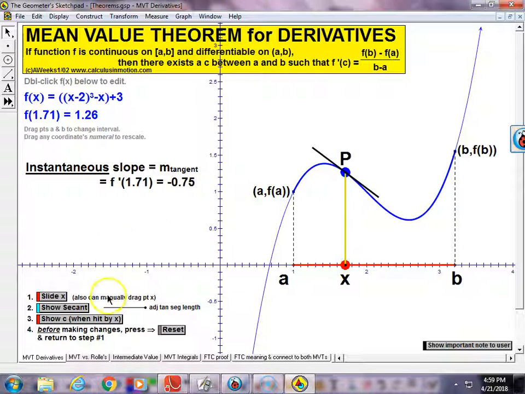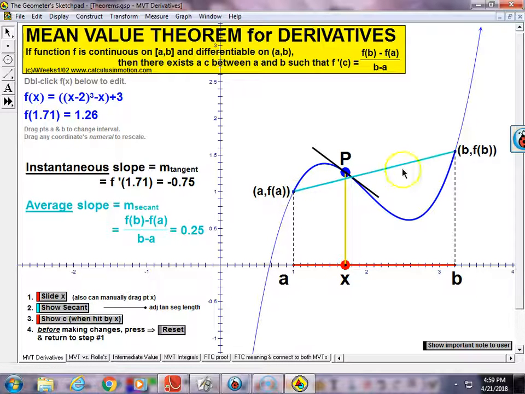Okay? And so if we draw a secant line, that's just a secant line starting at A, f of A, to B, f of B, and the slope of this line is just the rise, f of B minus f of A, over the run, b minus a. They're saying that it's guaranteed that somewhere in the interval the slope of the secant line is equal to the slope of the tangent line.